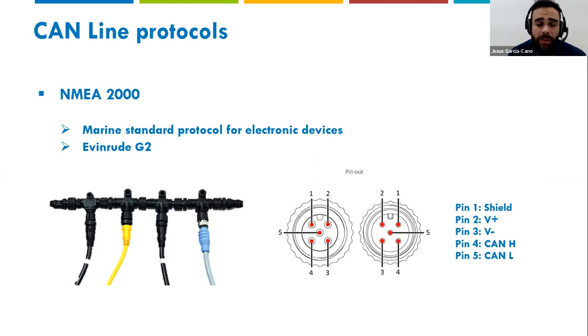It's not really important for the diagnosis, because the manufacturers of engines or this kind of system don't use this communication. But for example, GPS, radio, sonar, radar, yeah, they use NMEA 2000. For example, Evinrude G2 used the structure of NMEA 2000, but the language is not NMEA 2000, though they use the cables.